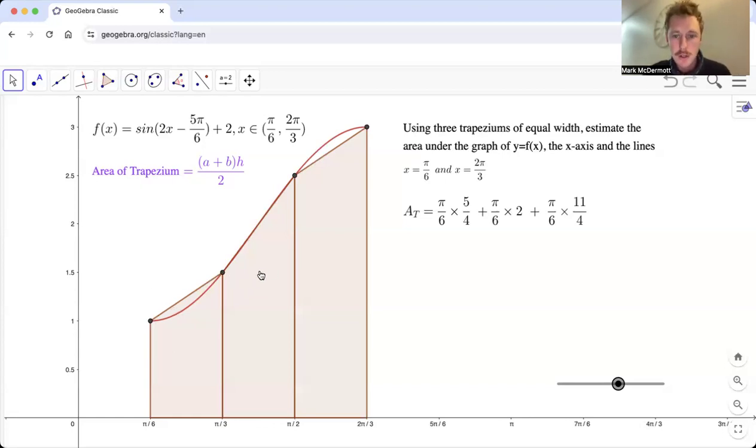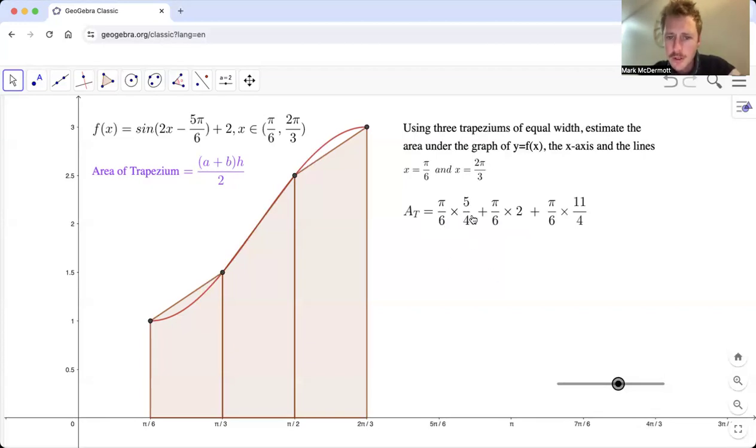Similarly with the next rectangle, the width is pi on 6, and the average height of this trapezium is between 1.5 and 2.5, so the average height is right there in the middle at 2. The last one has an average height between 2.5 and 3, so that's 2.75, which is 11 on 4. That's where we get this line. I just jumped straight into it with that theory of understanding what a trapezium is. You can obviously use the area of a trapezium formula, which is this, but I think it overcomplicates things. If you think of a trapezium as a rectangle with an average height between the two points, I think that helps.